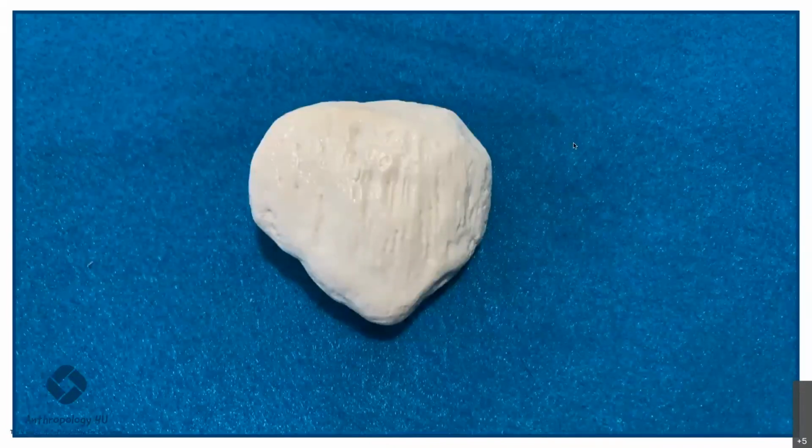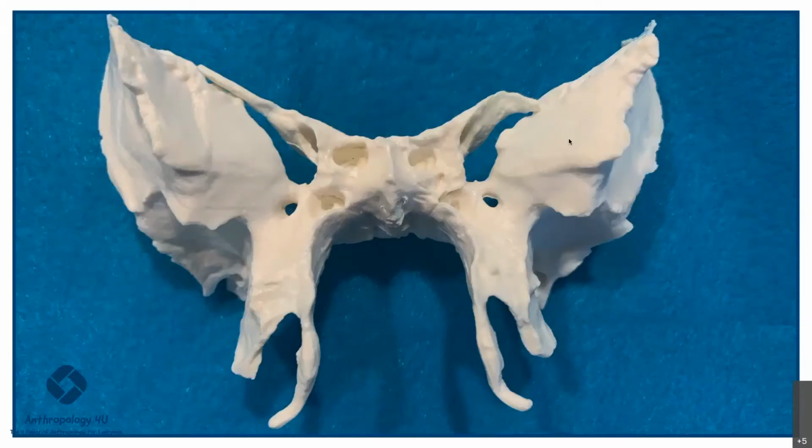Here's another bone. Take a guess at what it is and type your answers into the chat. So this is a kneecap, and the formal name for it is the patella. And let's do one more.